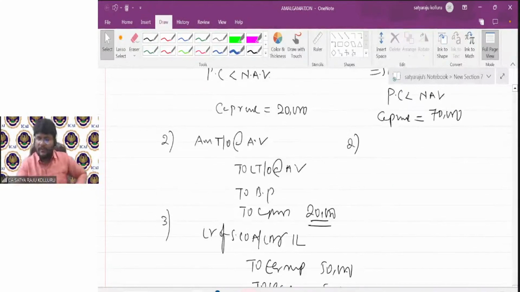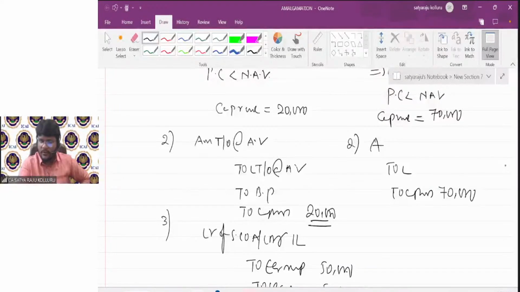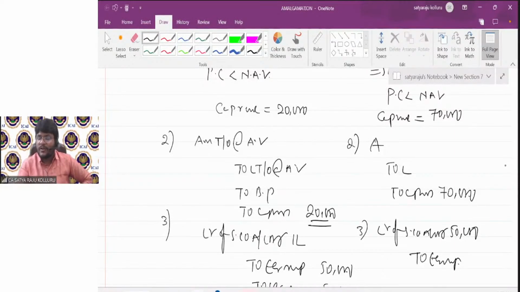Now come to the same second entry. Assets to liabilities to capital reserve. How much? 70,000. Come to the third entry. Liquidator of selling company account debit. How much do I need to pay? 50,000, to equity share capital, because PC was decided as 50,000 and each share is issued at par value only, 50,000.